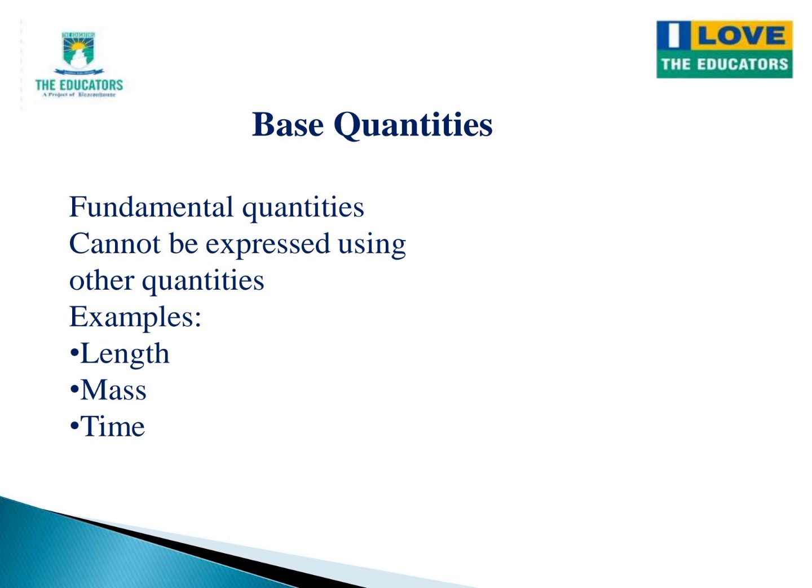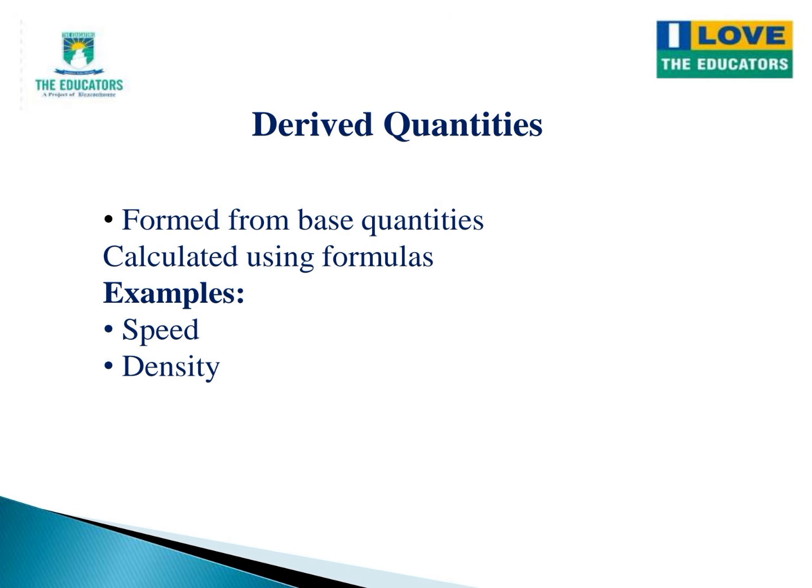Base quantities. Now base quantities, they are the most basic quantities. They do not depend on any other quantities. For example, length, mass and time. We measure them directly. Derived quantities, they are not directly measured, we calculate them using formulas, that's why they are called derived. They come from simple base quantities.